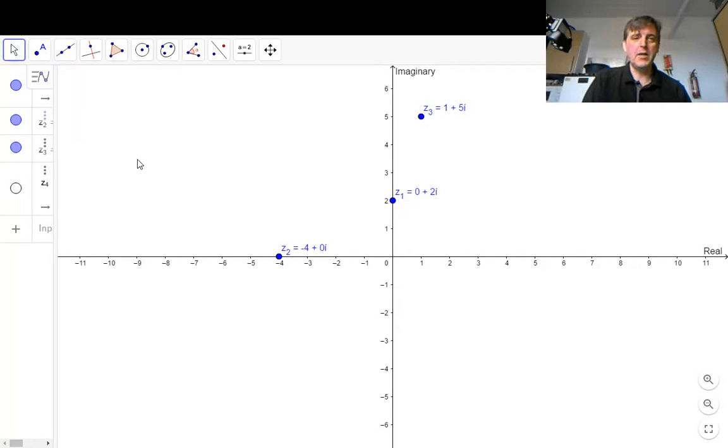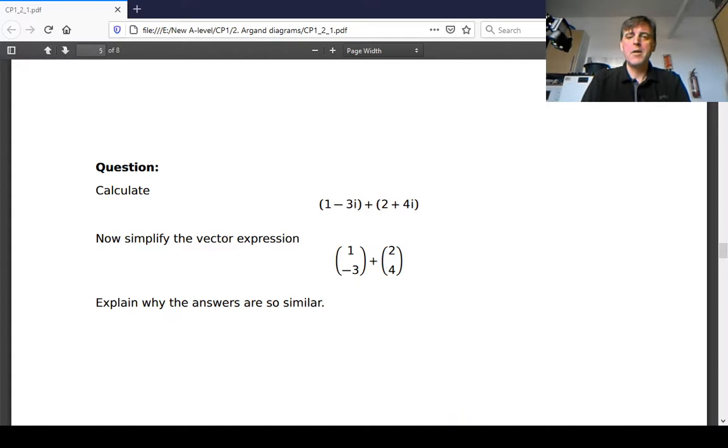Okay, and then finally Z4, we had negative 3 minus 3 over 2 i, and there it is right there, minus 3 minus, well, 1.5i there. And so there we have our numbers on our Argand diagram. Nothing too complicated so far, I hope.